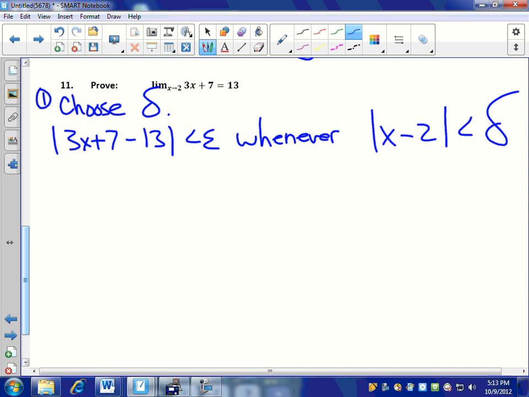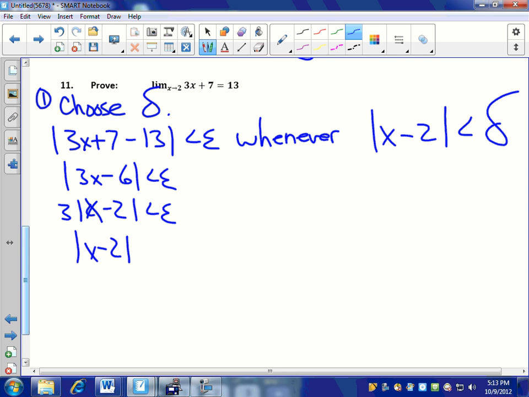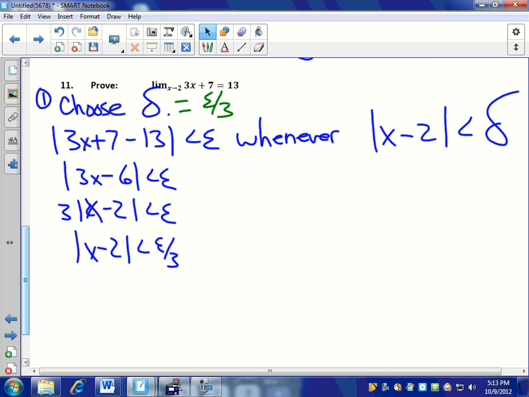Well, I just play with this equation. I get the absolute value of 3x minus 6 is less than epsilon. I get 3 times the absolute value of x minus 2 is less than epsilon. So I get the absolute value of x minus 2 is less than epsilon over 3. So it says choose delta. Delta is equal to epsilon over 3. So we found the delta that we should choose.